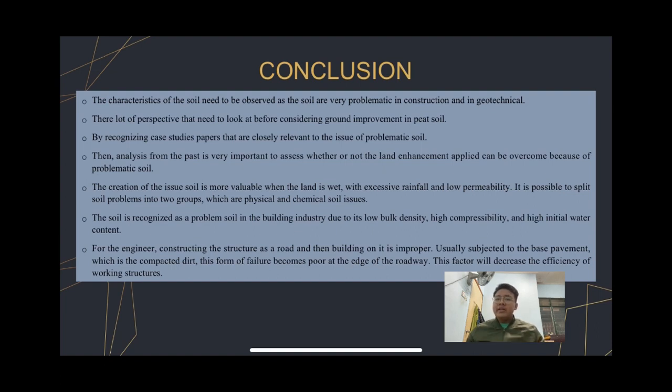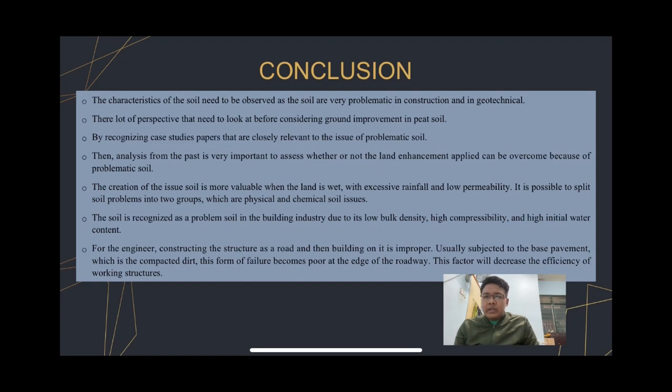The creation of the issue soil is more valuable when the land is wet with excessive rainfall and low permeability. It is possible to split soil problems into two groups, which are physical and chemical soil issues. The soil is recognized as a problem soil in the building industry due to its low bulk density, high compressibility, and high initial water content.